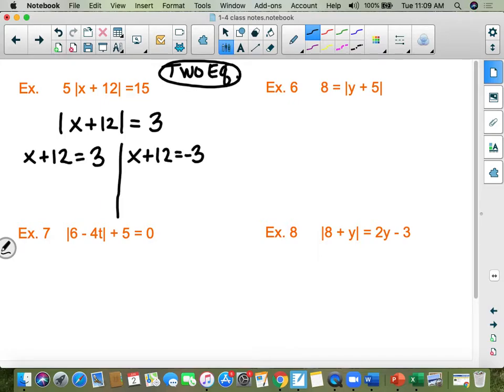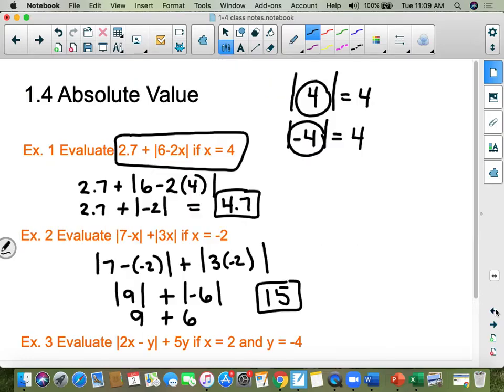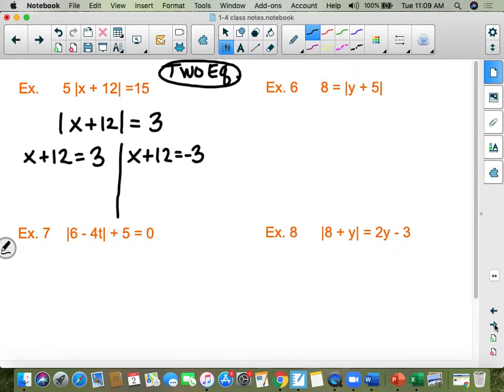You can either have a positive 3 or a negative 3. Very similar to this concept, a positive 4 and a negative 4. That's why you can have 2 equations. You subtract 12 and you're going to get x is equal to a negative 9 for one answer. And you subtract 12 and you're going to get negative 15 for another answer. Whenever you're doing absolute value and you're doing equations, you're going to have 2 answers. One could be a negative 9 and one could be a negative 15.